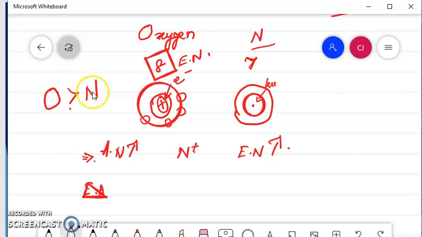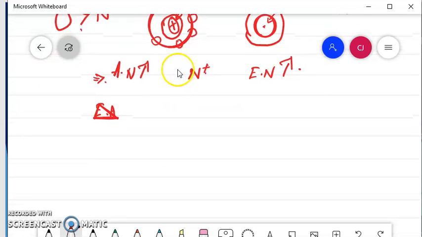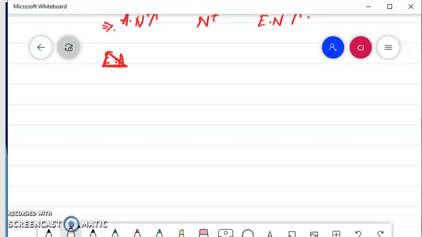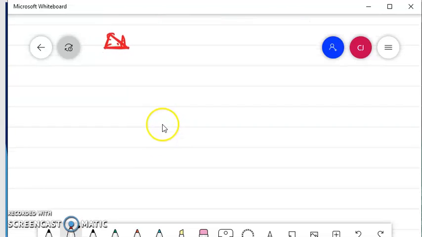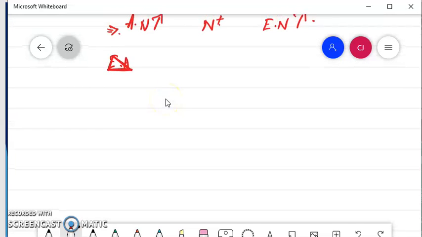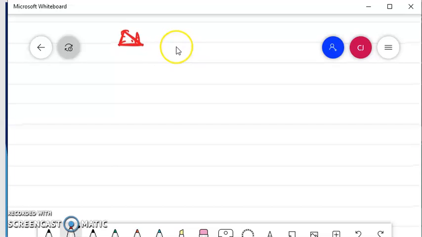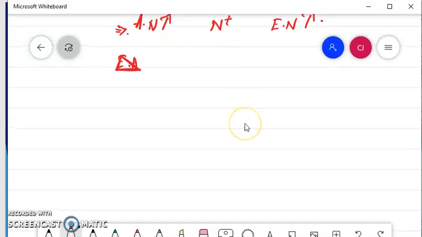So this is the way we can conclude that as we increase the atomic number, the electronegativity increases.